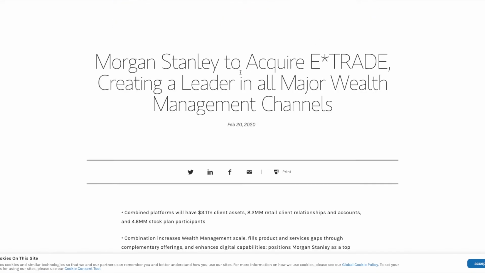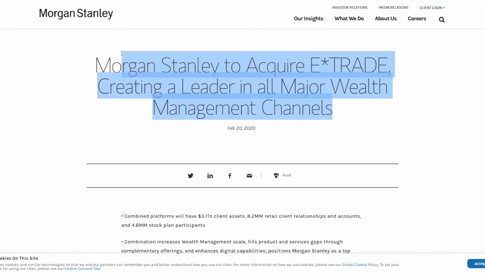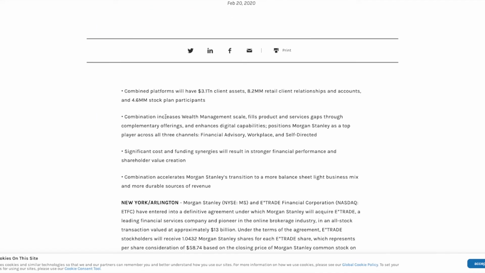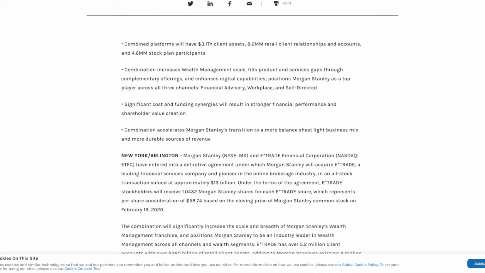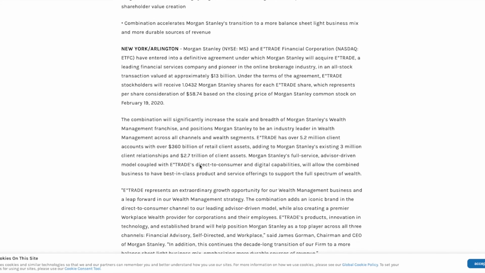And for example, I found this sort of report back in February, Morgan Stanley to acquire E-Trade, creating a leader in all major wealth management channels. So this is very strong for Morgan Stanley, a good indicator again of future growth and potentially you might see even more growth over the next 6 to 12 months, especially during the lockdown, and you see more day traders come onto the market and get involved.